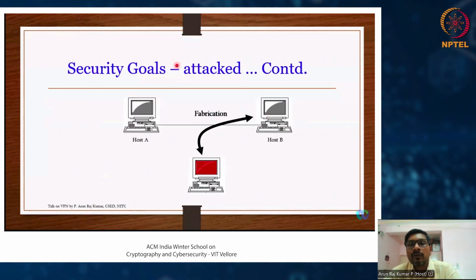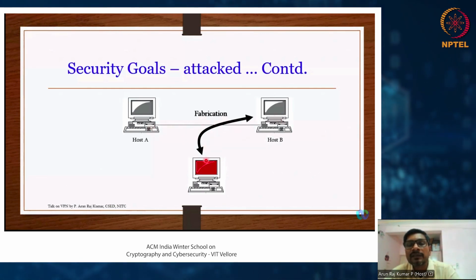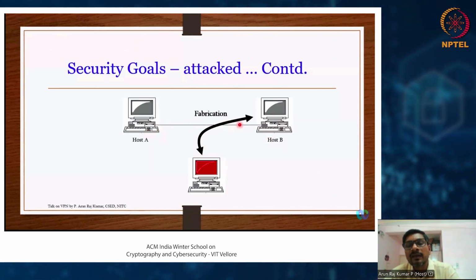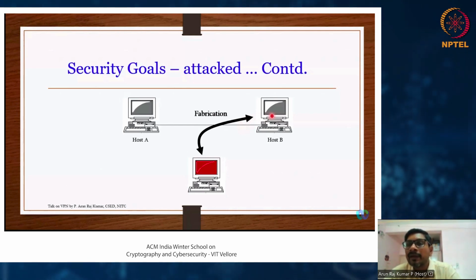Okay. So one more goal. Host A has not sent anything, but host B is receiving data that is sent in the name of host A. So the attacker is able to send a message in the name of A to B. So B believes that the message has come from A. But actually the message has not come from A, it has come from an attacker. He just spoofs the name of A, crafts and fabricates the message and sends it to host B. So in such a case, what goal has been compromised?